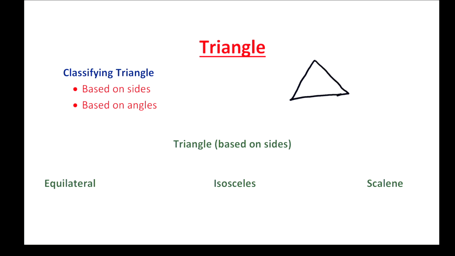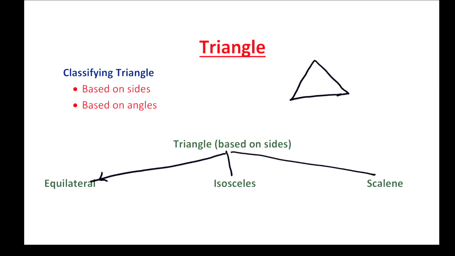But we can classify a triangle in different ways. First we talk about a triangle based on sides. Based on sides, we can classify a triangle into three different types. One is called equilateral triangle, one is isosceles, and one is scalene.